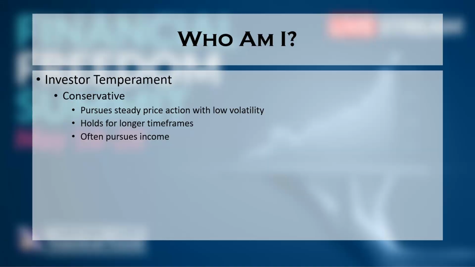Now a conservative investor pursues steady price action with low volatility. They look for longer holding periods. They want to hold the stock for a longer period of time, and they often pursue income. So a conservative investor might be looking for very safe, stable, dividend-paying stocks so that they can receive that passive income over time and have very limited volatility and very limited losses that could take place.